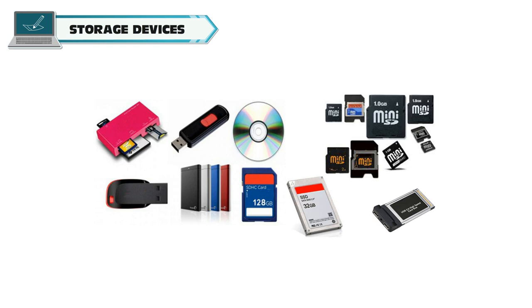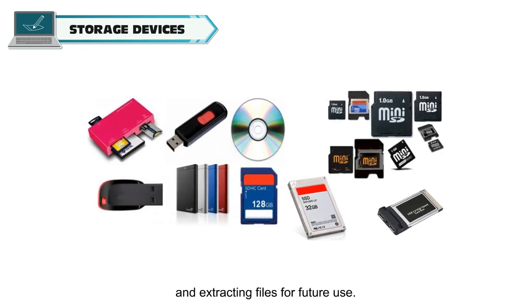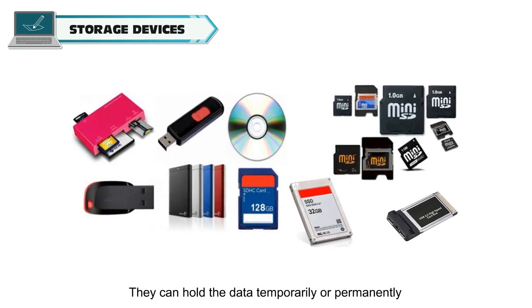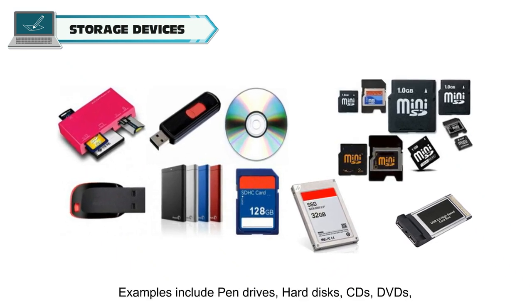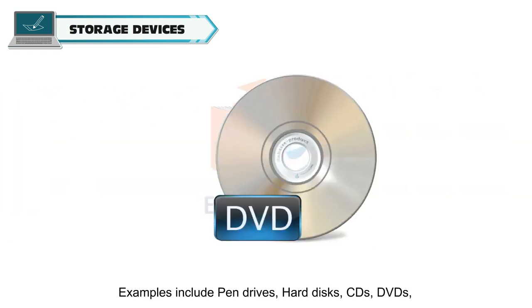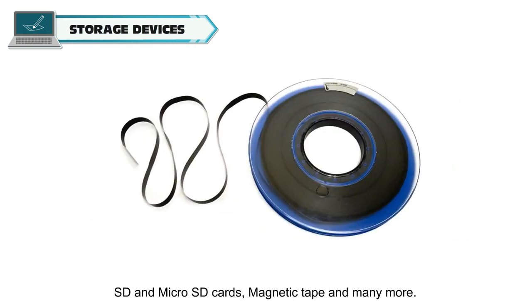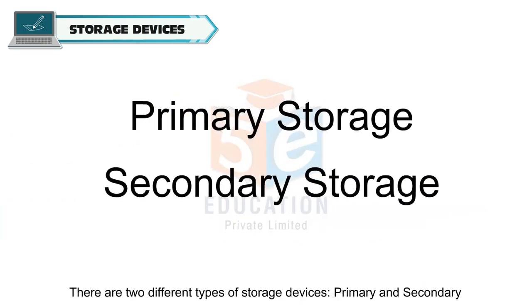Storage devices. Storage devices are computing hardware devices used for storing and extracting files for future use. They can hold the data temporarily or permanently and can be internal or external to the computer. Examples include pen drives, hard disks, CDs, DVDs, SD and micro SD cards, magnetic tape, and many more. There are two different types of storage devices, primary and secondary.